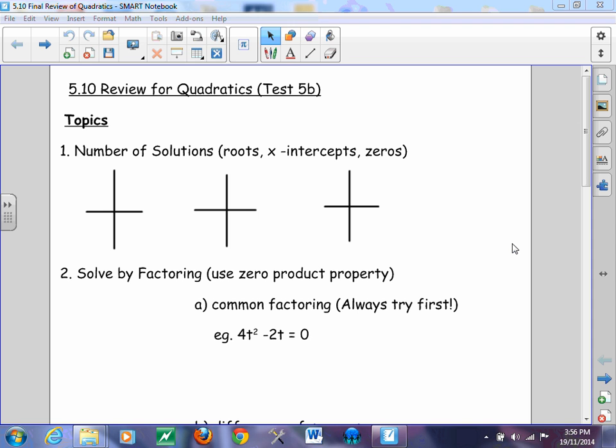And welcome to the last lesson in Unit 5. I know it's been a big unit, folks, and we split into two parts, but now we're doing our final review of quadratics for Test 5B.